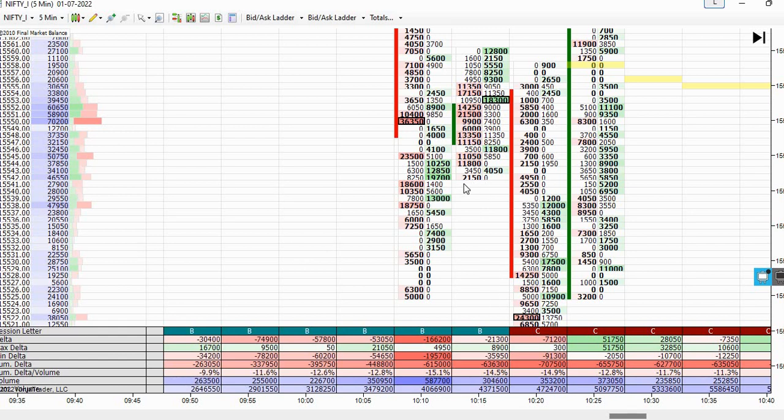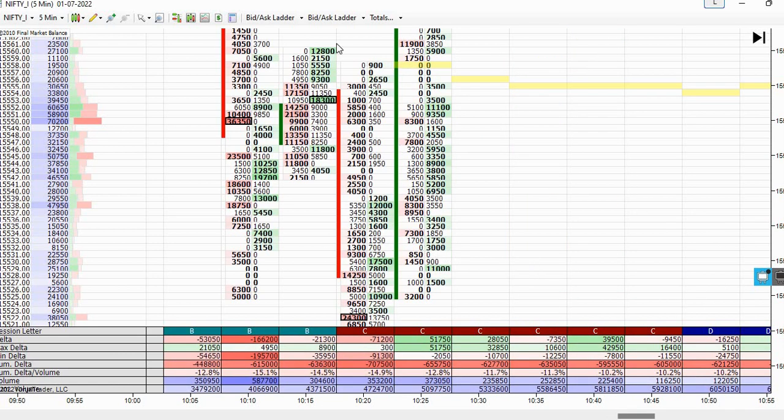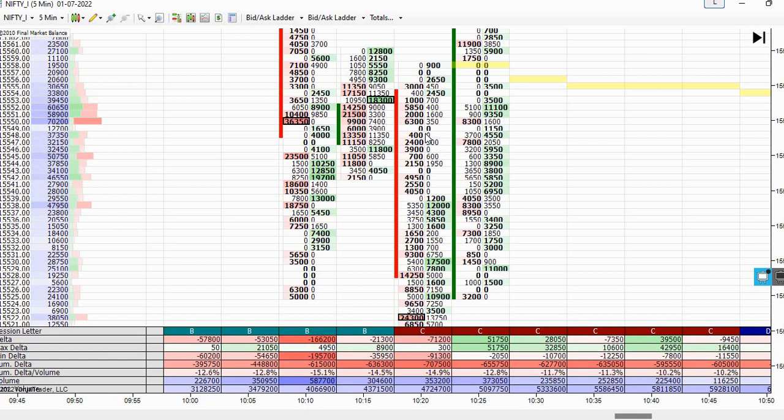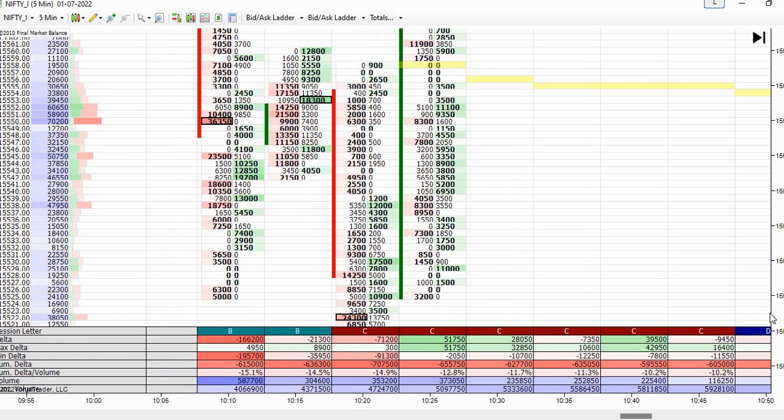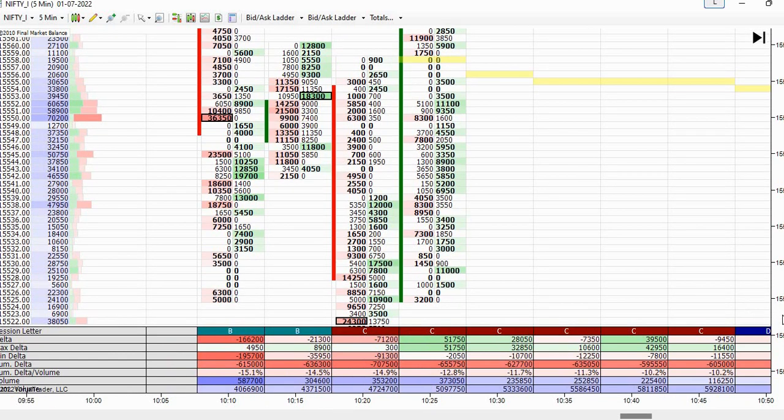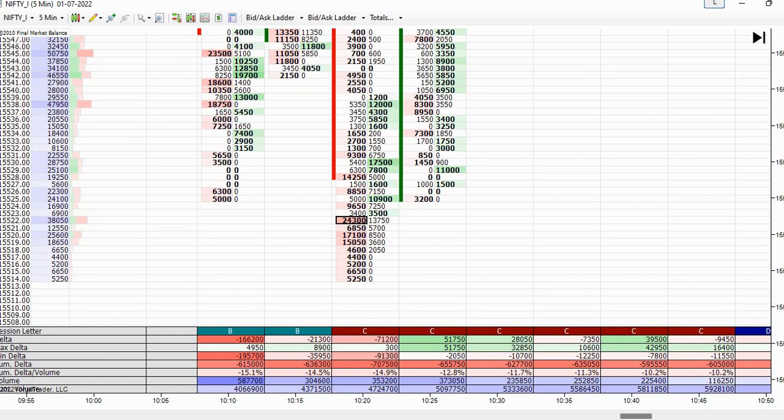There was big selling that came into the market, right? And big buying came into the market, which absorbed the selling. You can see right here, and then the bottom was formed. Look at this. This is very important.